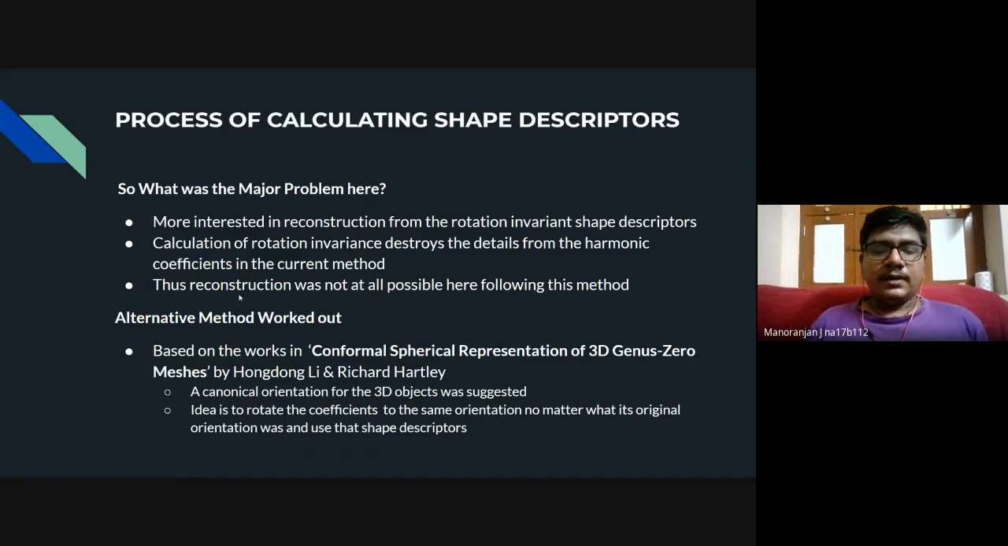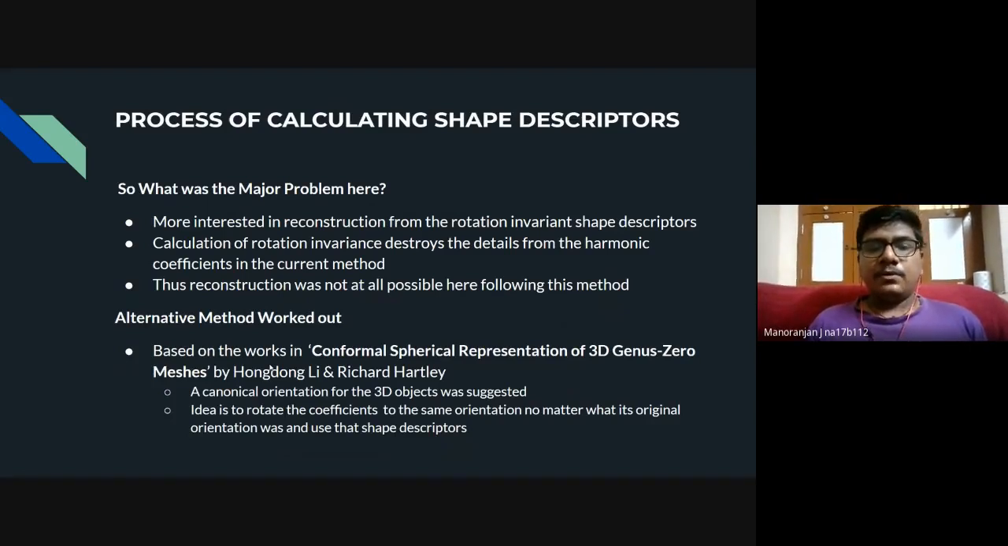So one of the alternative methods that we tried out was the work of Hang Dang Lee and Richard Hartley. Their paper is on conformal spherical representation of 3D genus zero meshes. Their basic idea was to rotate the object to a canonical orientation, which means a definite orientation, and then use those coefficients to represent the object directly.